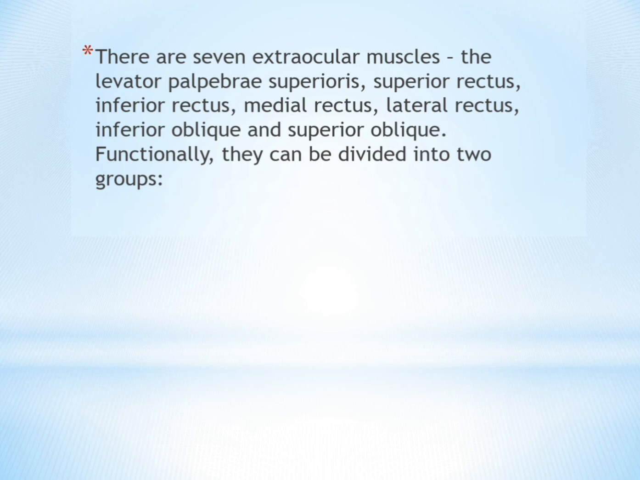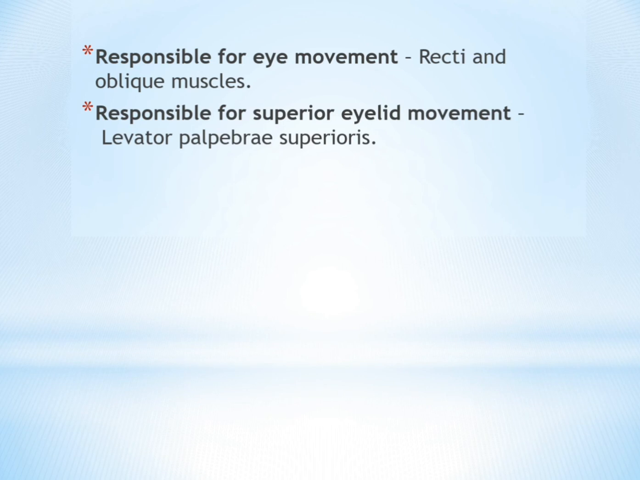There are 7 extraocular muscles: the Levator Palpebrae Superioris, Superior Rectus, Inferior Rectus, Medial Rectus, Lateral Rectus, Inferior Oblique, and Superior Oblique. Functionally, they can be divided into 2 groups: responsible for eye movement, which is the recti and oblique muscles, and responsible for superior eyelid movement, which is Levator Palpebrae Superioris.